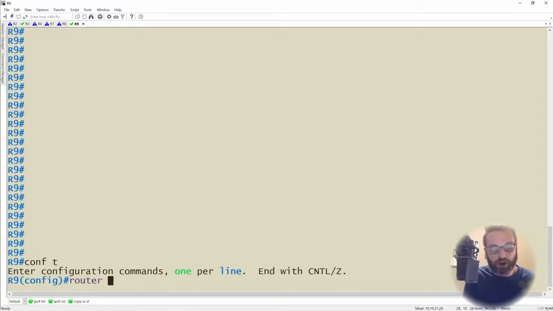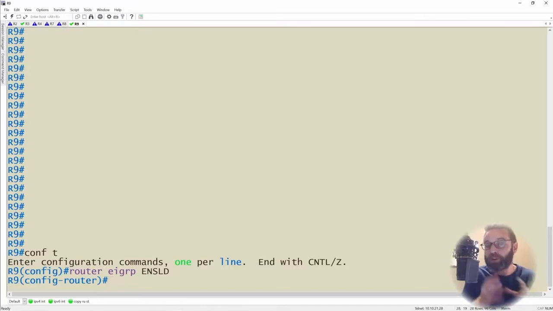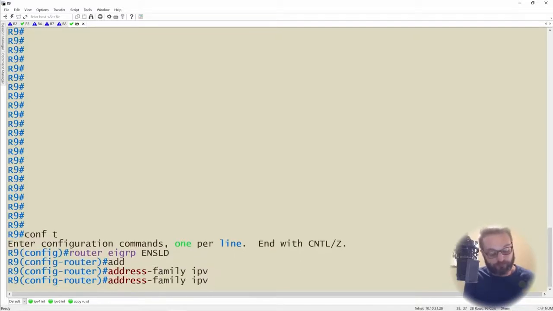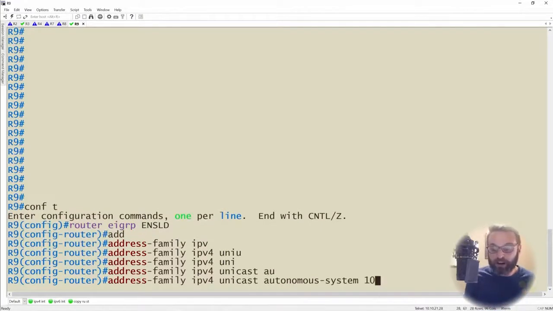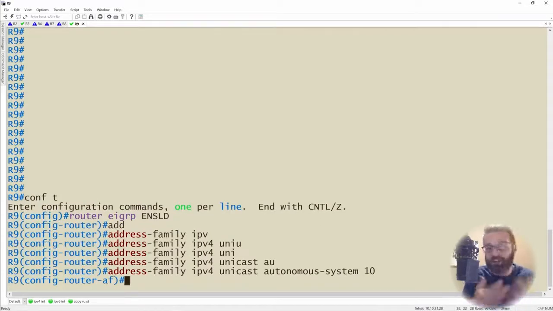I'll go into configuration mode, and now I'm going to create an EIGRP process, but I'm going to create it by name. In this case, I'll call it ENSLD. Now I have to tell it which address family I want to work with. In this case, I'm using the IPv4 unicast address family. So I'll say address-family ipv4 unicast, and now it wants to know which autonomous system I'm participating in in the first place. I'm going to say autonomous-system 10. At this point, you can see on the configuration prompt, I'm in the named configuration mode for autonomous system 10 within the address family of IPv4 unicast.